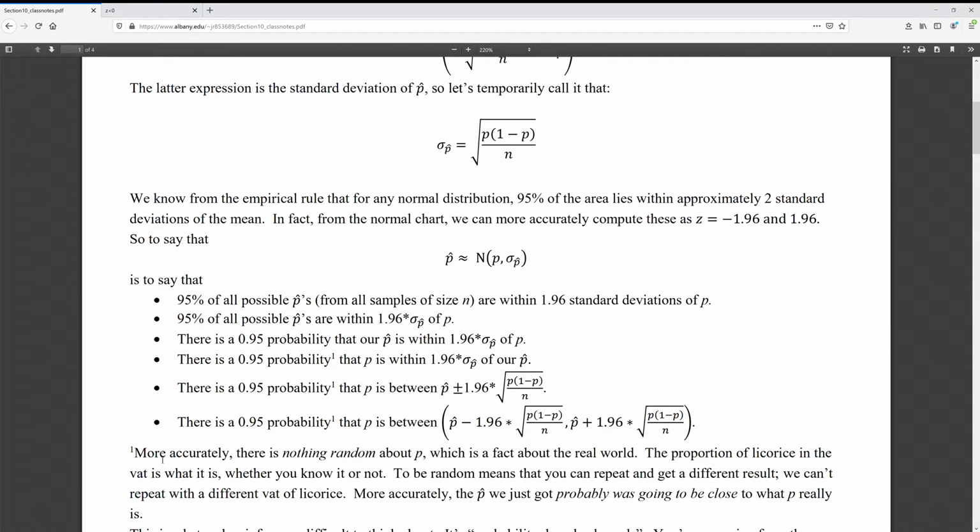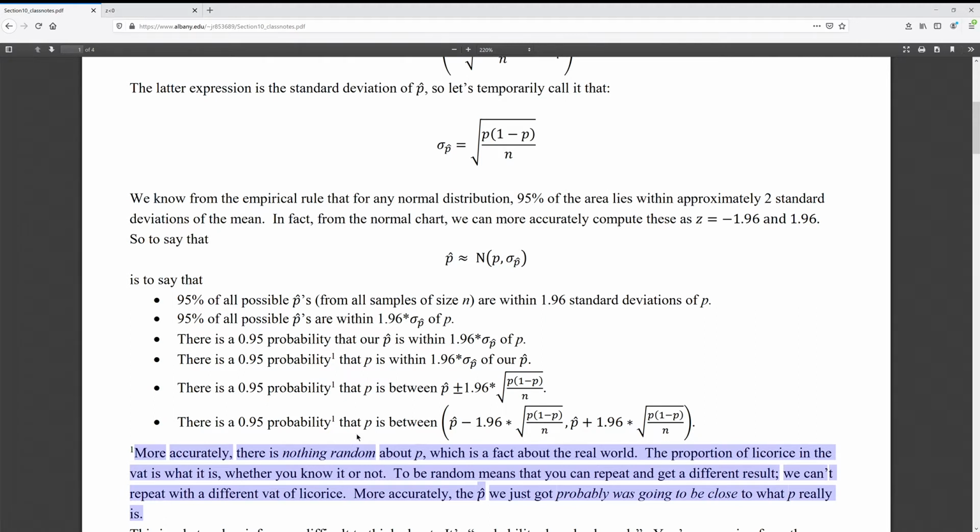And again, that caveat is all spelled out here, and we've talked about it many times before. More accurately, there's nothing random about P, which is a real-world fact. The proportion of licorice in the vat is what it is, whether you know it or not. To be random means you can repeat and get a different result. You can't repeat with a different vat and get a different proportion of licorice in the vat. You can repeat with a different sample of 100 and get a different P hat.